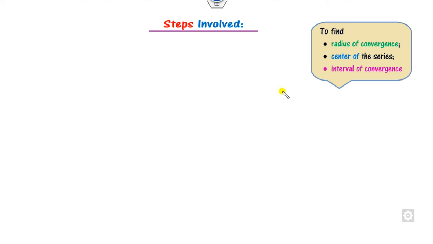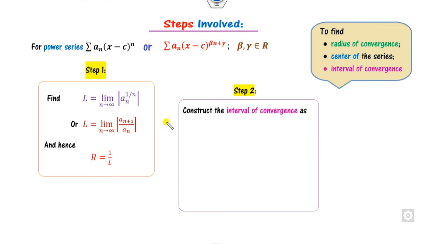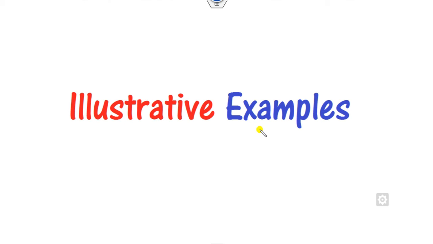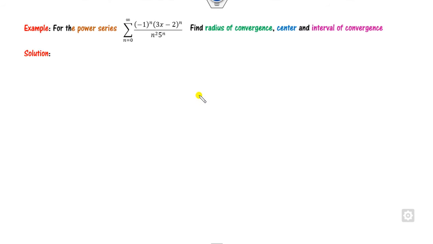Now, how can you solve this problem? How can you find the radius of convergence, center and interval? We will discuss the two-step rule. Firstly, we will find this root and the ratio, and then find R as the reciprocal of this, and then we can substitute this value here. We will solve 17 examples in this lecture so that you can learn in a simple manner. Look at this one.